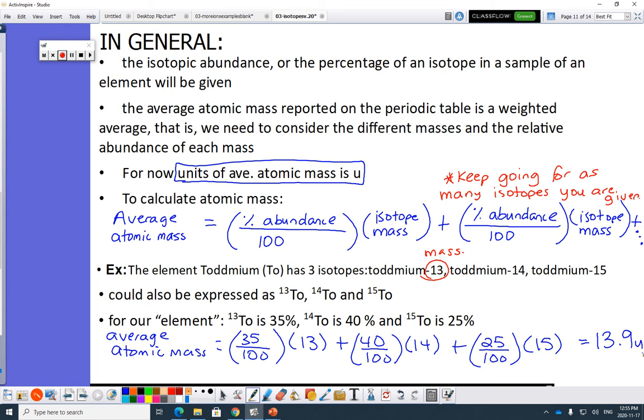So if our masses are 13, 14, and 15, then our average weighted atomic mass shouldn't be 27 or something like that, right? It should be within that range there. So you can kind of check your answer. If you're given a real element and its isotopes, then you should be able to check with the periodic table and say, am I close, okay?